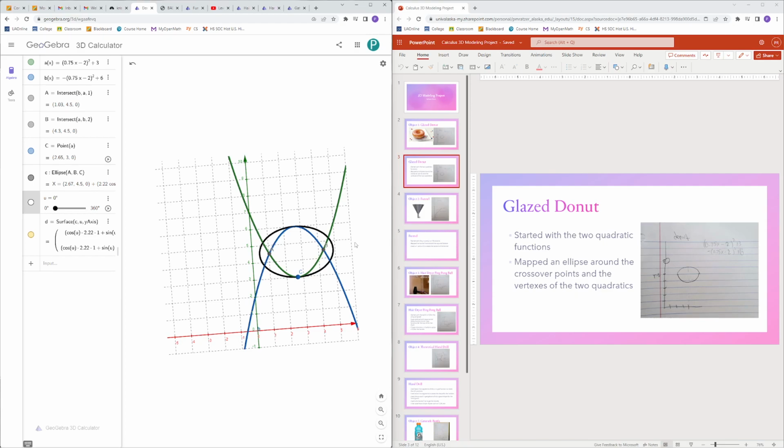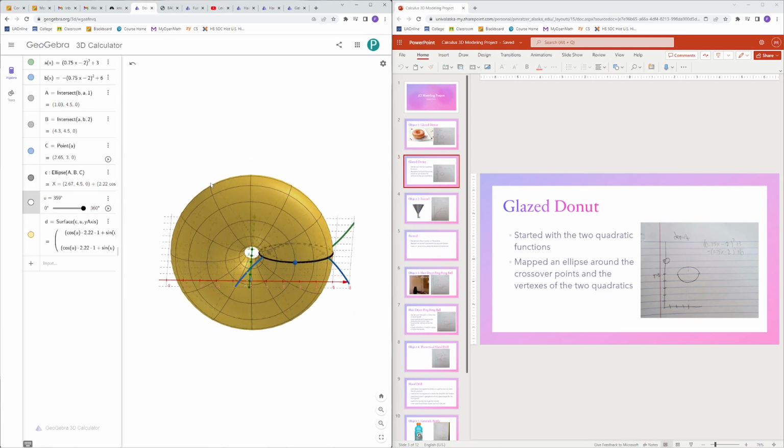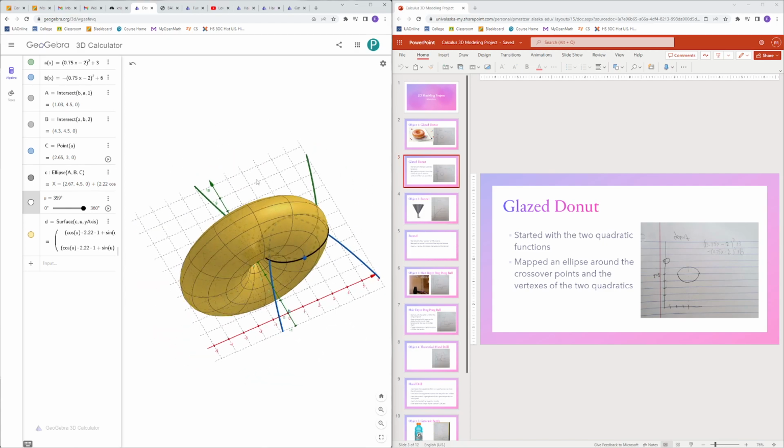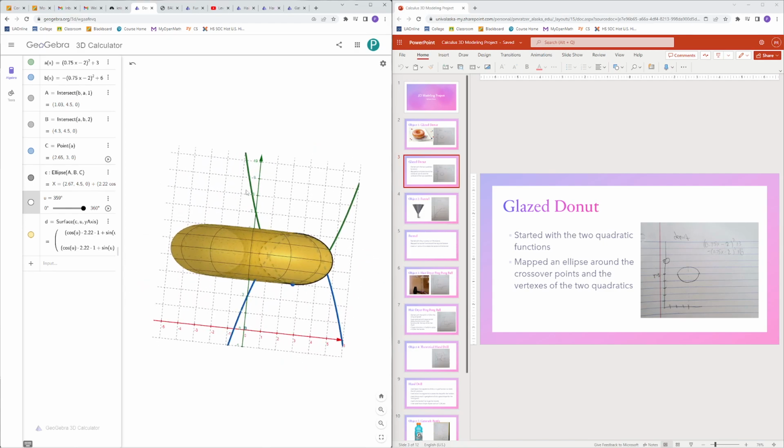as I originally tried to just use the quadratic functions, but as you can see here with the lines, the space in between the two quadratic functions doesn't really create a great donut shape. It looks more like a squished donut maybe that somebody put in a compactor. But I used an ellipse, and as you can see here, I rotated it around the y-axis, and it creates a pretty tasty looking donut in the same color as a glazed donut.